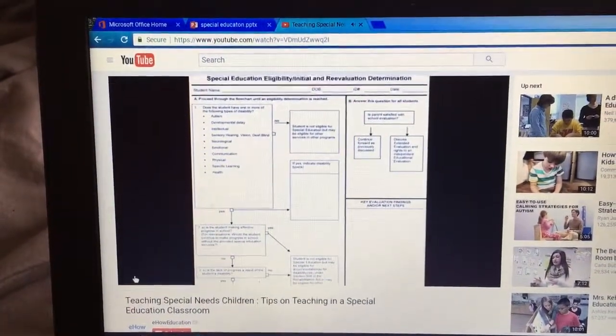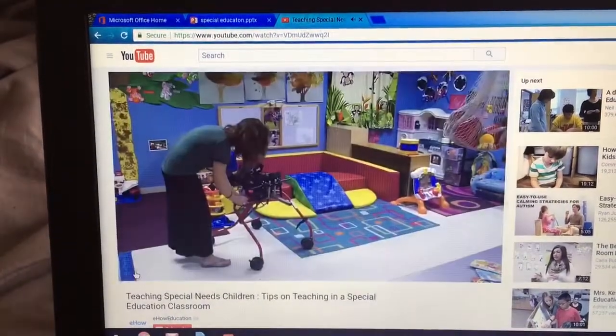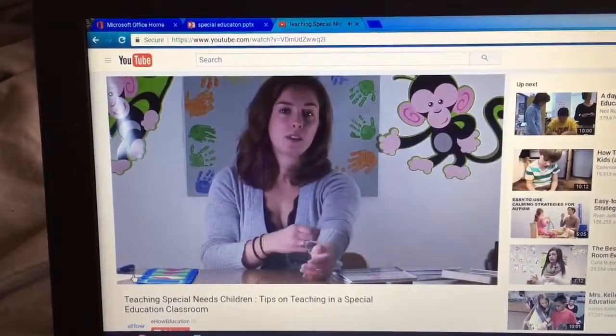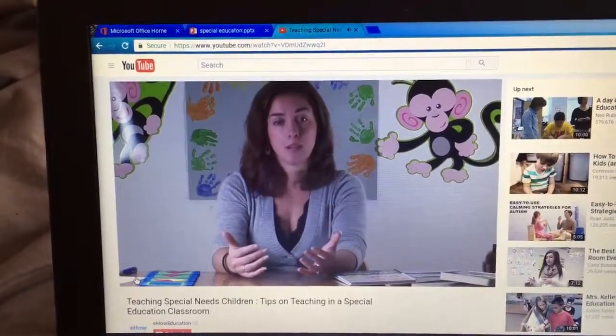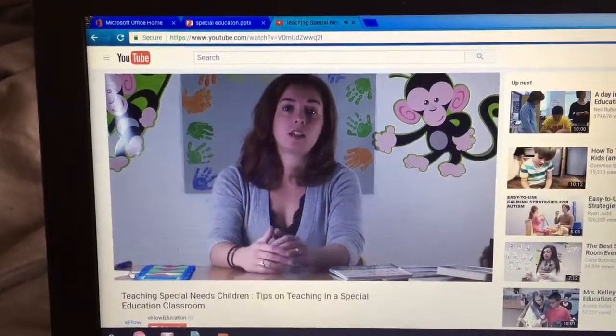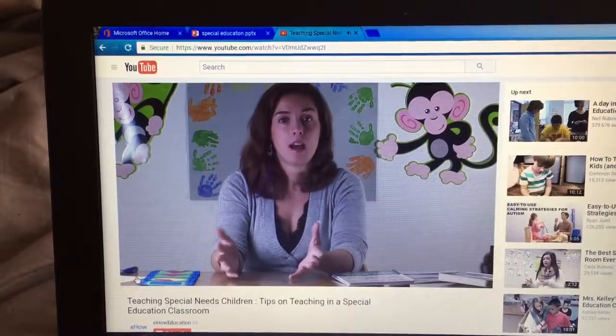A lot of adaptive materials. You might need special chairs. Most of the time the schools will supply all these things, but you just want to double check and make sure that everything's ready for your kids to be in the room and to be learning and not to get caught up on, oh, I'm missing that.